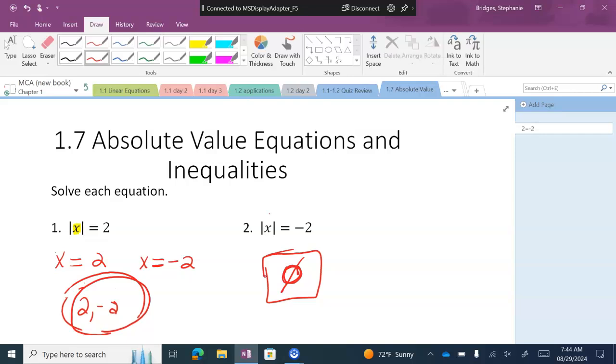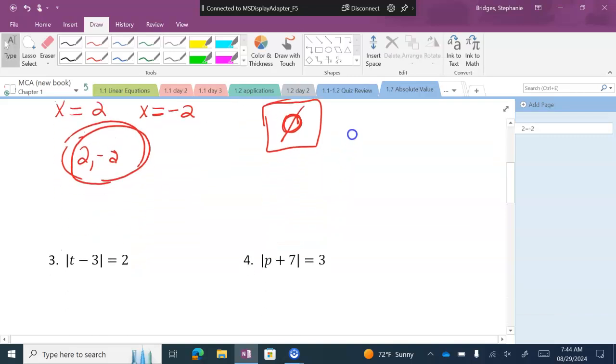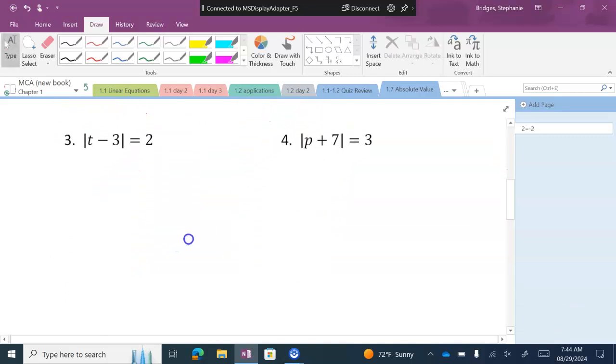So far, so good? Okay. All right, write these 2 down. A little bit more involved, but really not much.